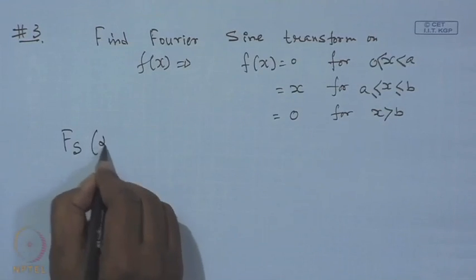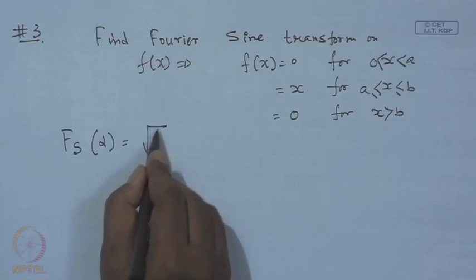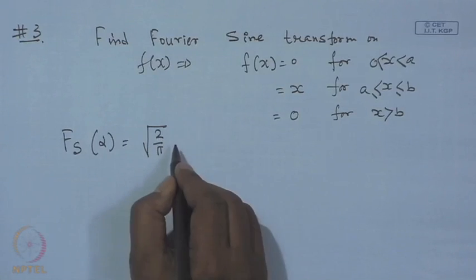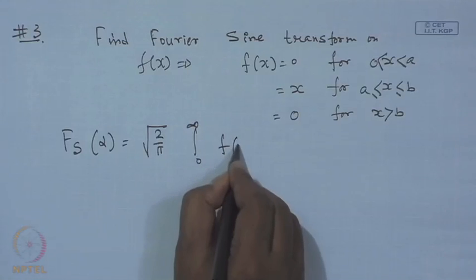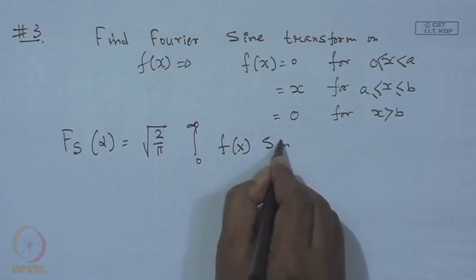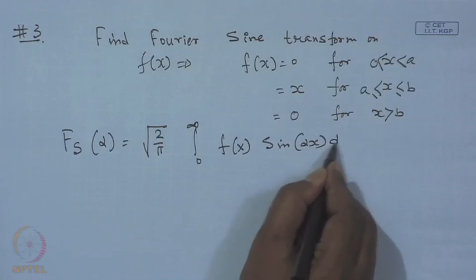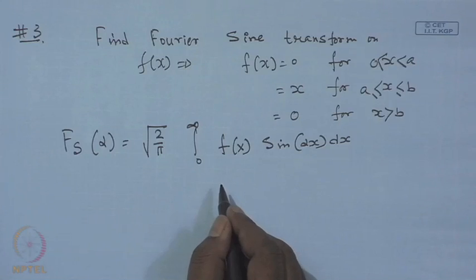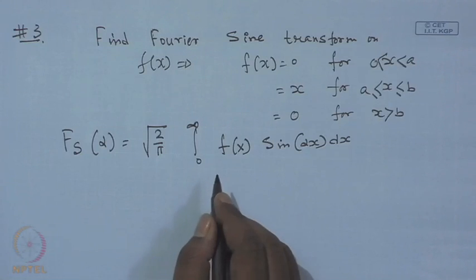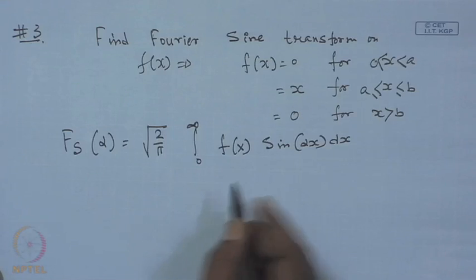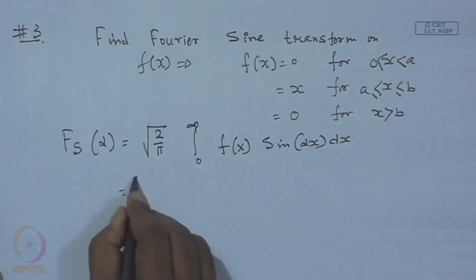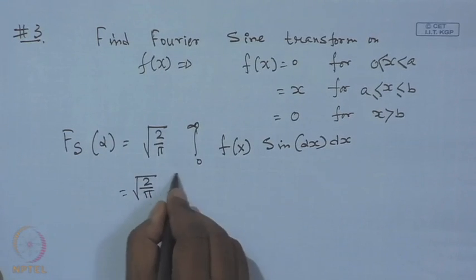So, f_s(alpha) is root over 2 by pi, integral 0 to infinity f of x sine alpha x dx. So, this is the definition of the Fourier sine transformation. Again, we break down this problem into 3 sub-problems, breaking this integral into 3 sub-integrals.